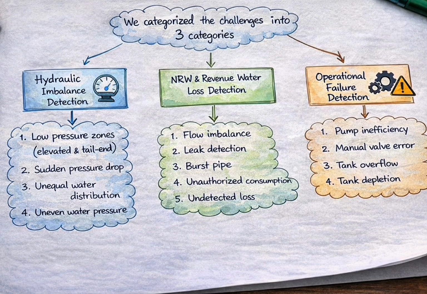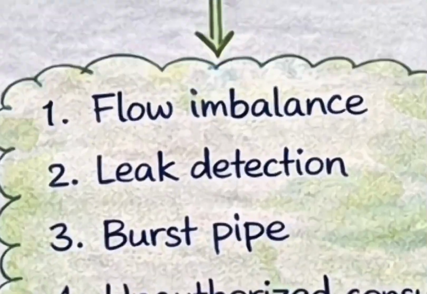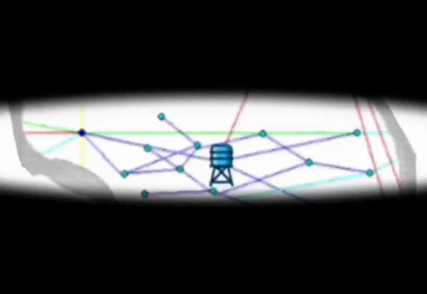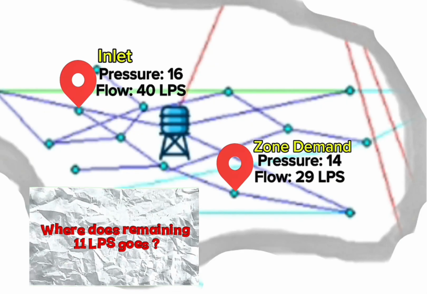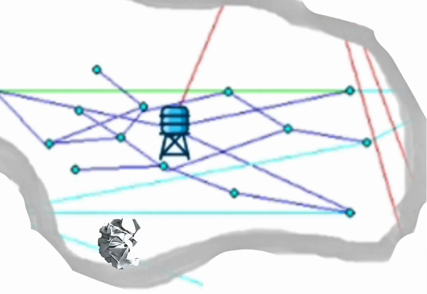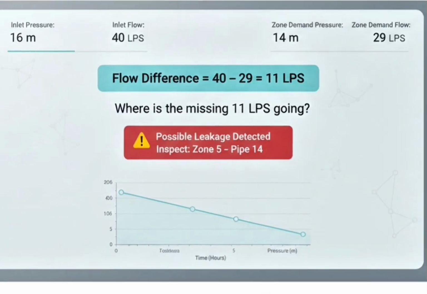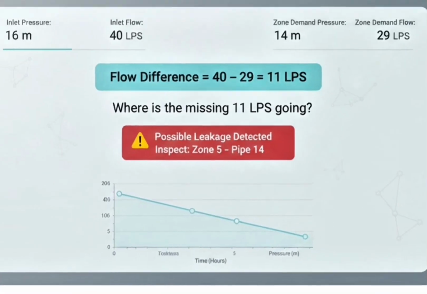The second major category addresses non-revenue water and system losses. Let's start with leak detection. In zone 6, inlet pressure is 15 meters, flow 40 lps. Downstream node pressure is 14 meters, flow 29 lps. Now this raises the question, where is the missing 11 liters per second? The system performs a flow balance comparison between the zone inlet and the aggregate demand. Then the dashboard flags a potential leakage condition.